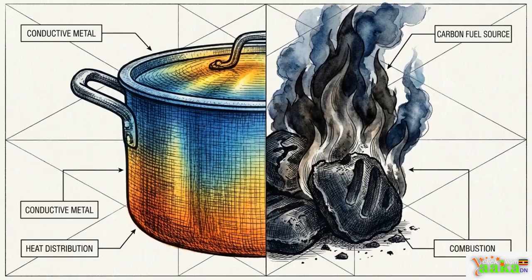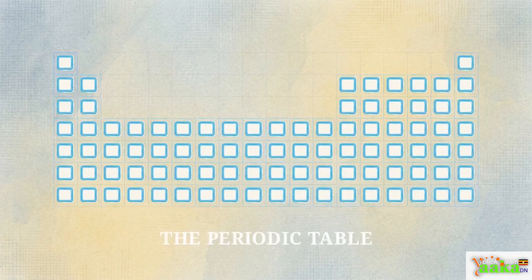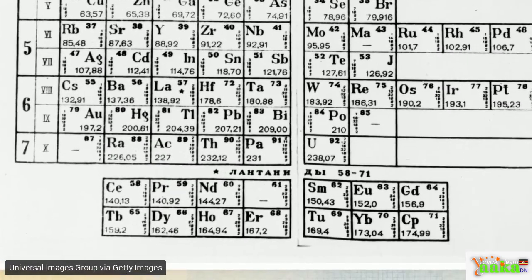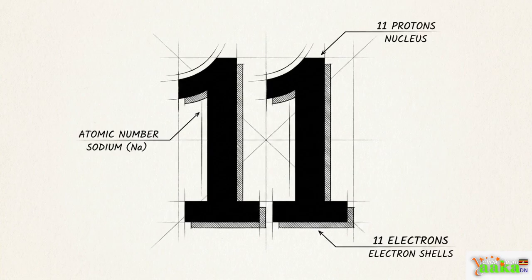To understand why a pot conducts heat while charcoal burns, we have to look at the internal structure that organizes every element in our world, the periodic table. Early scientists like Mendeleev tried to organize elements by their atomic mass. But as this early table suggests, relying on weight alone led to gaps and errors in how they predicted an element's behavior. We know an element's identity is defined by a much more precise metric, its atomic number. This is simply the count of protons found in its nucleus.